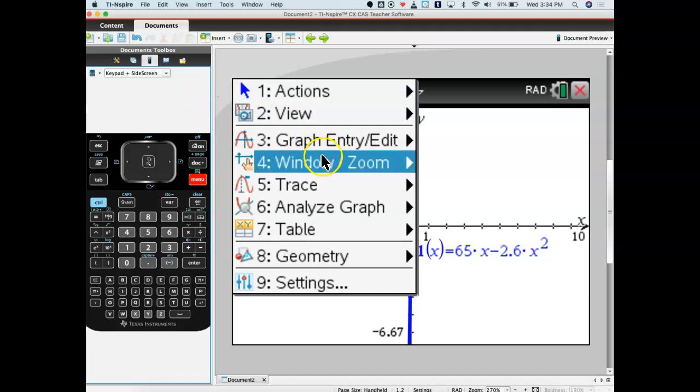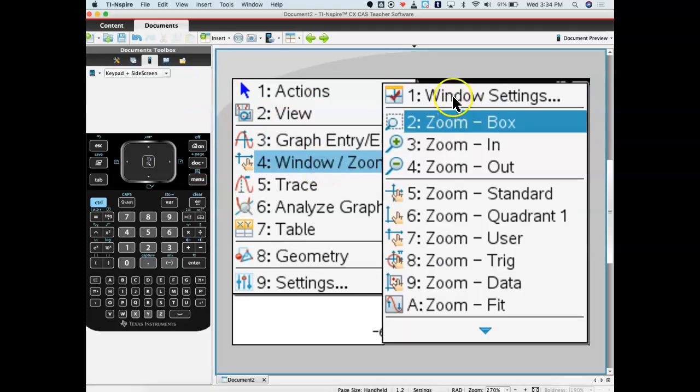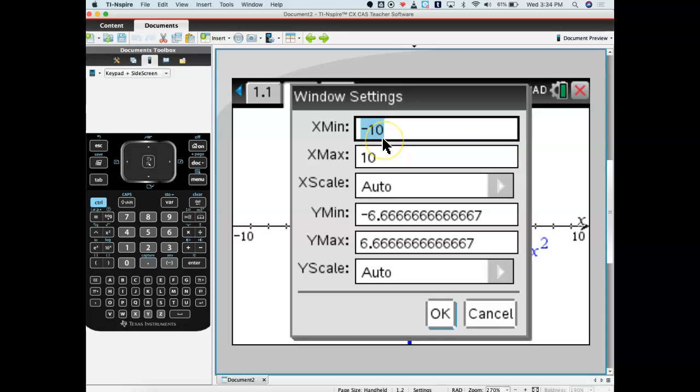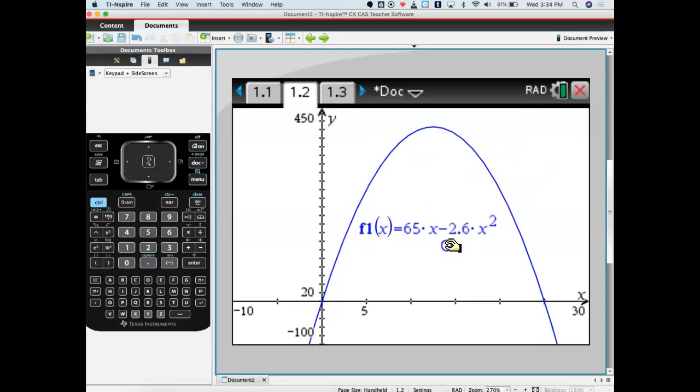So I'm going to come here to my window, and I'm going to go to my window settings. I'm going to go from like -10 to like maybe 30. And I'm going to make that about, I don't know, 5. Doesn't really matter. And here, my minimum, I'm going to go -100. And I'm going to put this at 450 because that ball went way the heck up there. And, you know, now this is the height of the ball as a function of time. Oh, I can see my maximum right here.